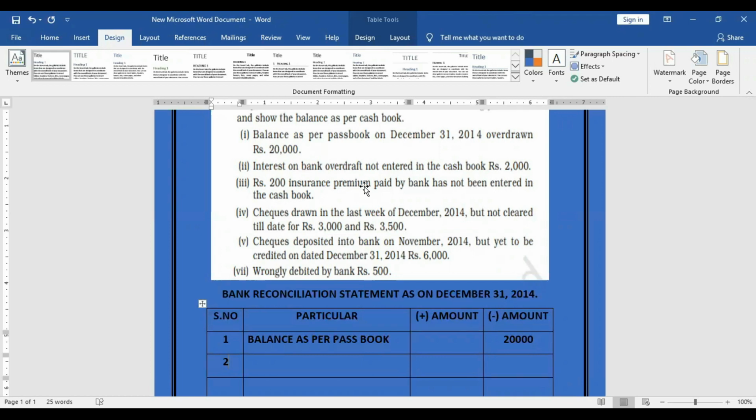Now we are starting with the balance as per the passbook. Therefore, we have to decrease or increase the passbook as per the cash book. This 2,000 interest, in the cash book they have not decreased. Only the passbook is decreased. Therefore, to equate the passbook with the cash book, the passbook which reduced 2,000 for interest also has to be increased. So in the plus column, 2,000 has to be entered.